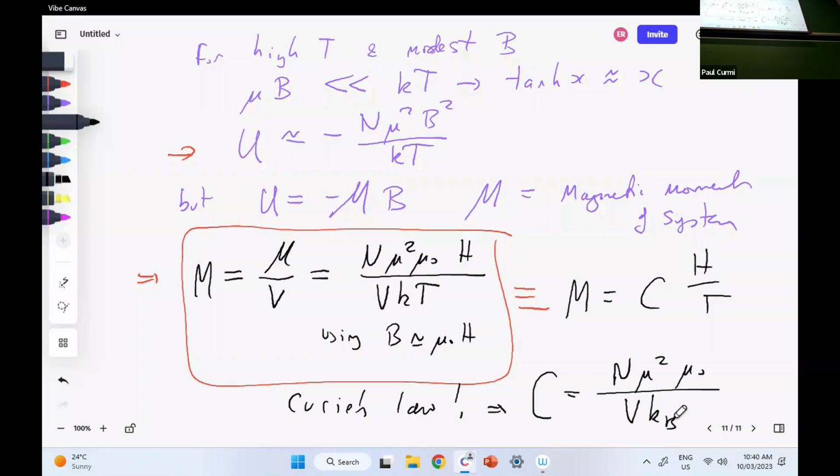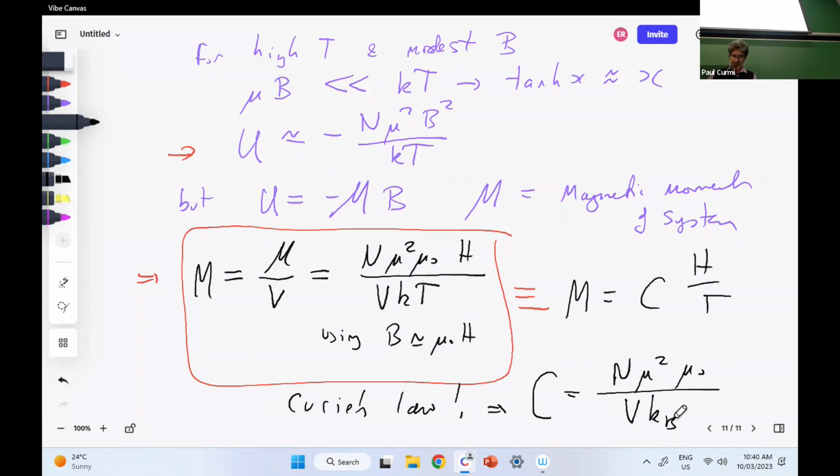Good. M is the total magnetization for the material, the total magnetic moment. And I usually write it as normal M, not script M, which is magnetization per unit volume. That's all.